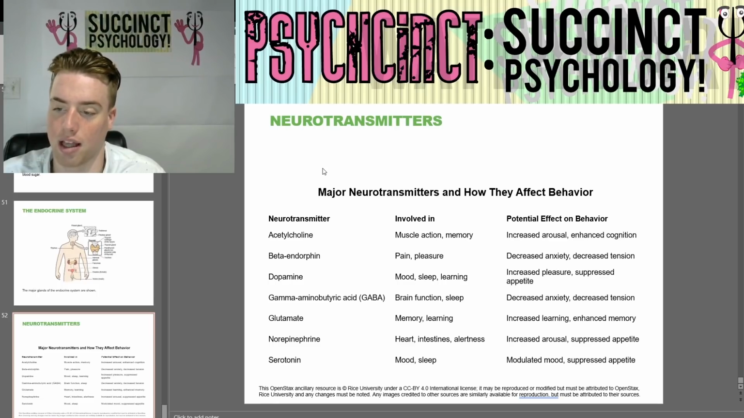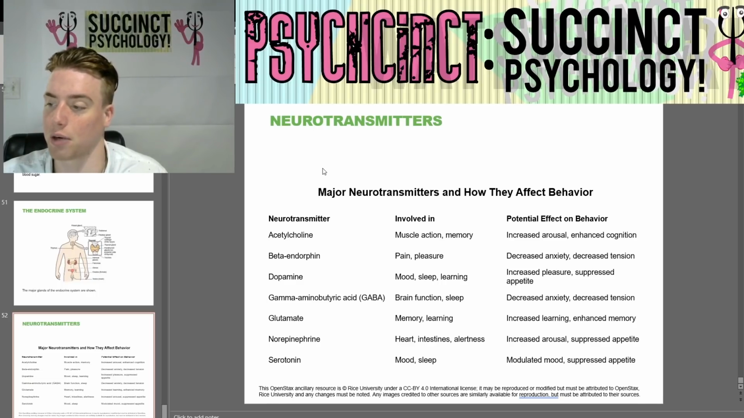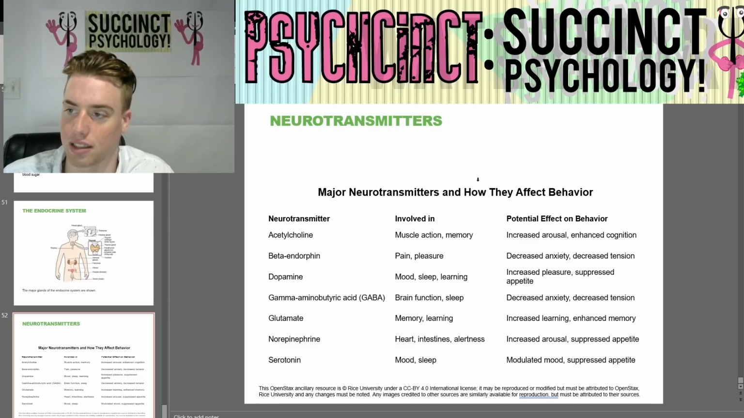Then gamma-aminobutyric acid, or GABA, which is brain function and sleep, and is decreased anxiety and decreased tension. Then you have glutamate, which is memory and learning, and it can affect your behavior by giving increased learning and enhanced memory. Then norepinephrine, which is your heart, intestines, and alertness, and it can affect your arousal and suppress your appetite. And finally, serotonin, which is mood and sleep, and the potential effect is a modulated mood and a suppressed appetite. So that's a nice list of neurotransmitters.